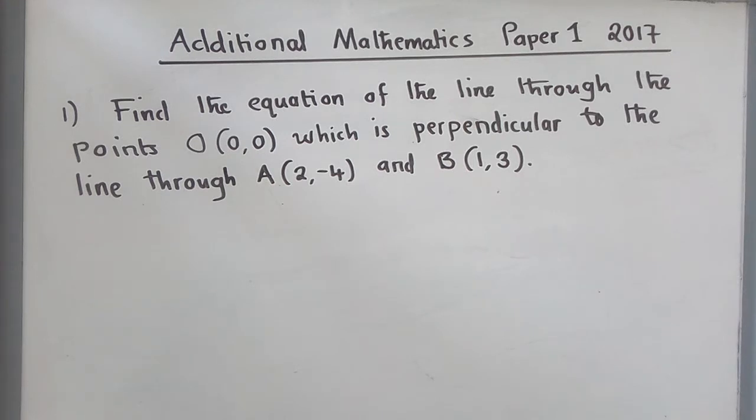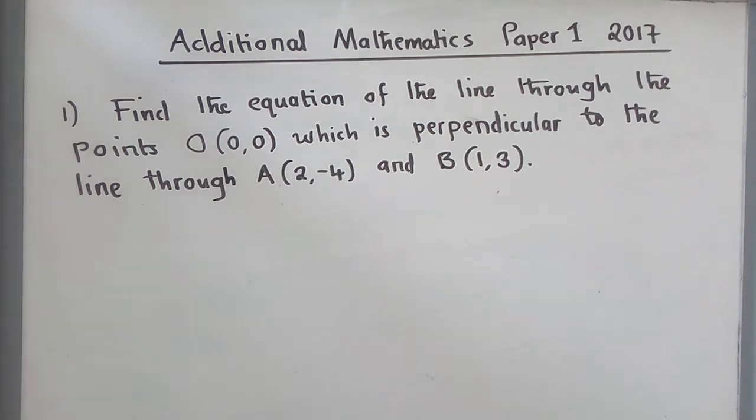So our first question is from the 2017 ECZ Additional Mathematics. The question reads, find the equation of the line through the point O (0, 0), which is perpendicular to the line passing through A (2, -4) and B (1, 3).